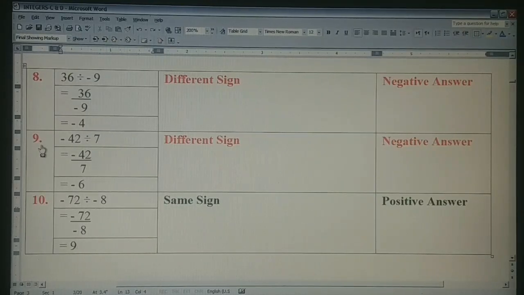We go to the ninth question. That is minus 42 divided by 7. Minus 42 is written in the numerator. 7 is written in the denominator. Numerator has a negative sign while denominator has a positive sign. Both have different sign. So when there is different sign division, answer will be a negative answer. So our final answer will be negative. So with 7 we can cancel 42. 7 ones are 7, 6 sevens are 42. 6 upon 1 is the answer. Answer is minus 6.